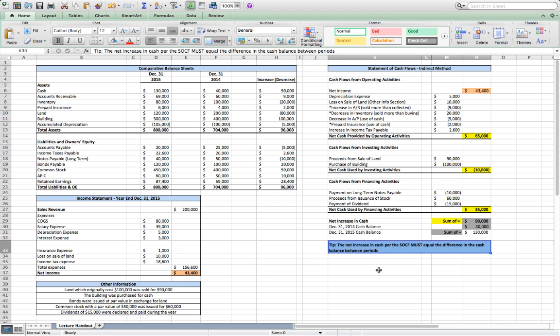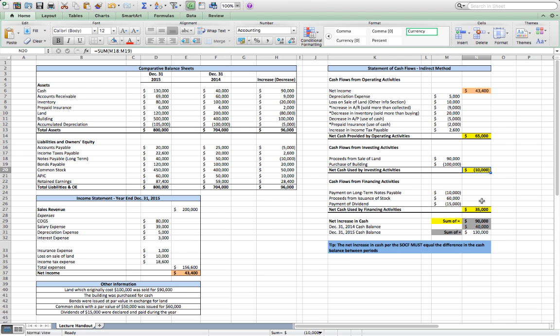Second, as you can see here in row 33, there's a tip. This is a very important cross reference here. When you do the statement of cash flows, your net increase in cash between the years, so in this example 90,000, needs to be what your net increase in cash is after you complete the statement of cash flows. So as you can see, and we'll touch more on this shortly, the sum of all of these changes and net cash provided by operating, investing, and financing equals the net increase in cash for the year of 90,000, which represents the difference between the current year and the prior year cash balance.